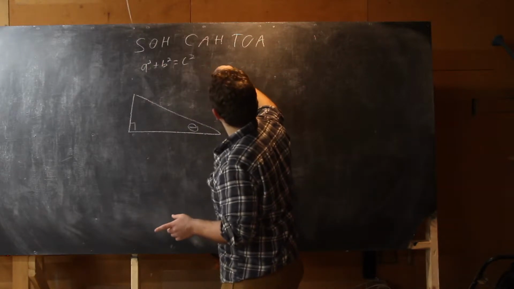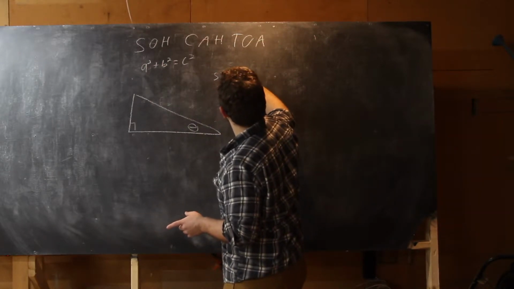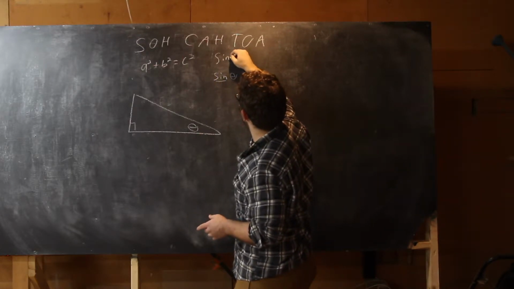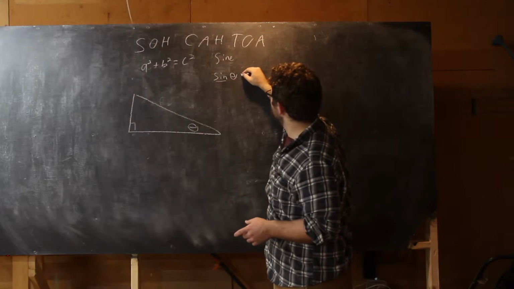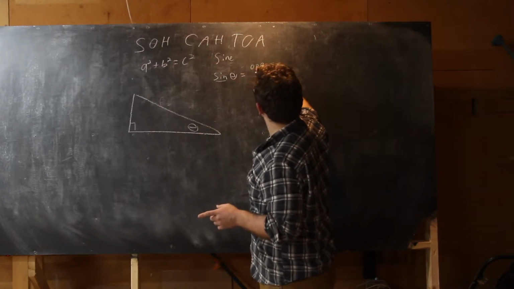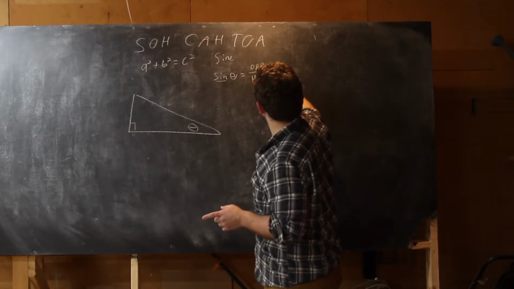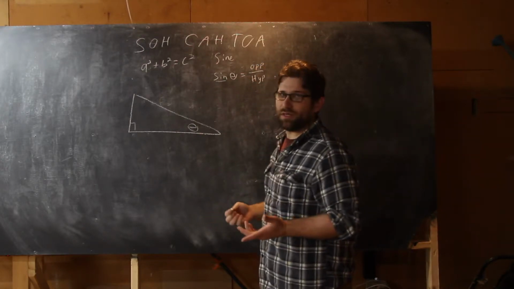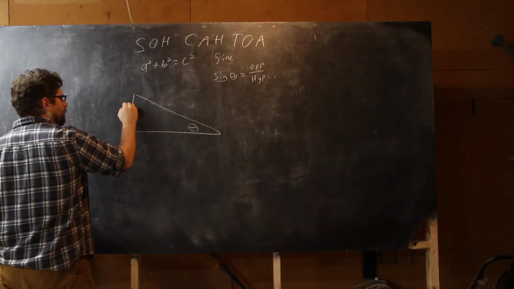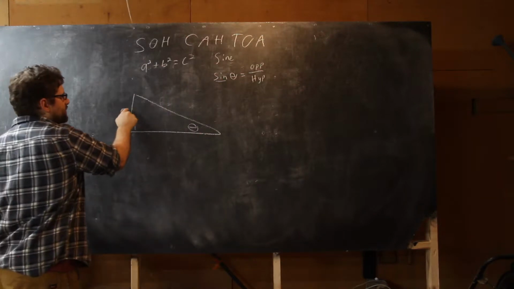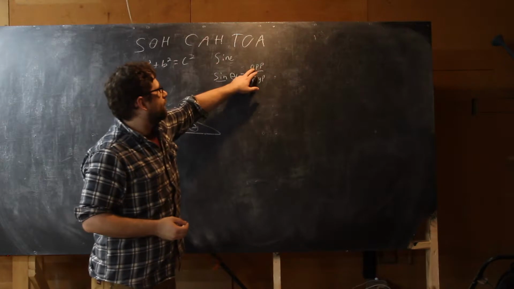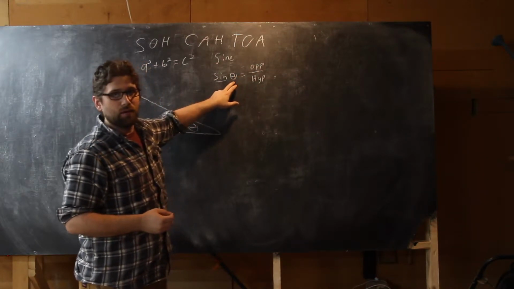Sine is sine of theta. That's how it would look on your calculator. Actually spelt out, it's S-I-N-E. Of theta is equal to the ratio of the opposite side over the hypotenuse. And what does that mean? Well, the opposite side of this angle is this line right here. So let's mark that with an A. So the side A, whatever that length is, is the opposite side to this angle, okay?